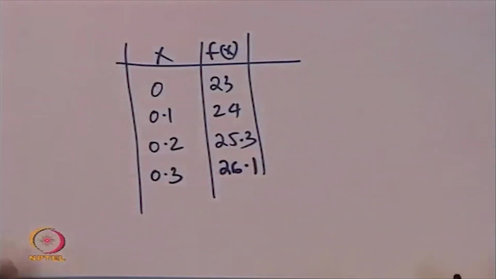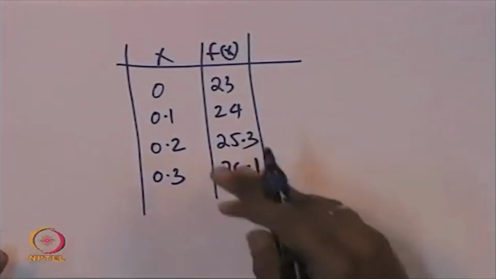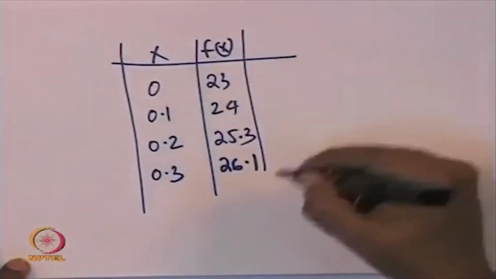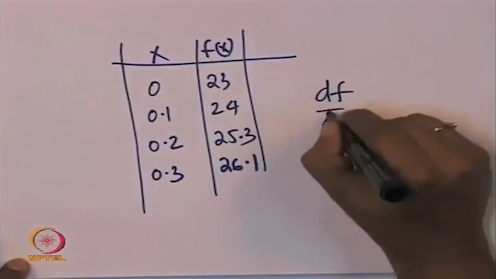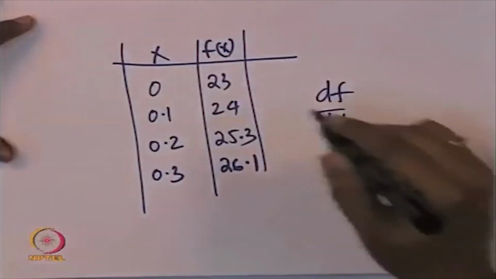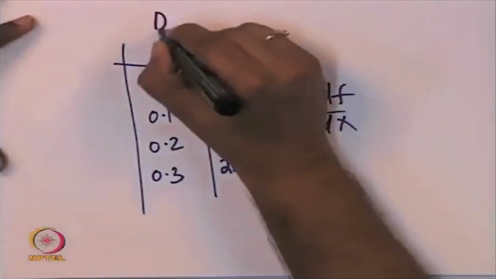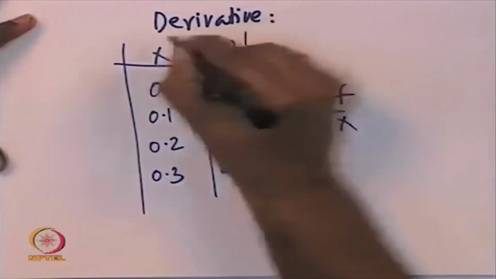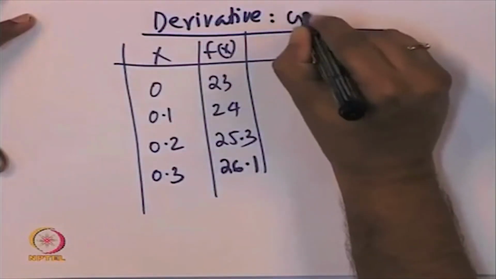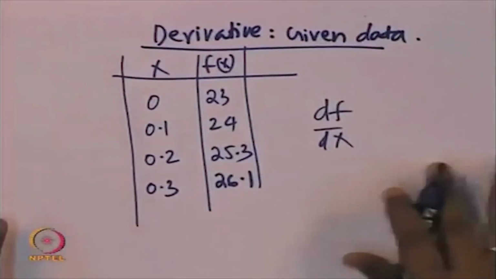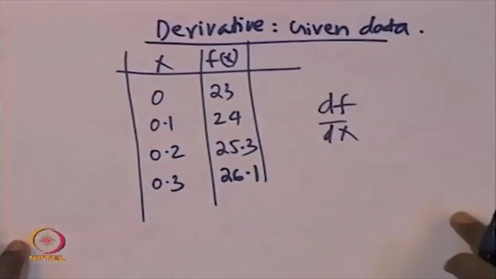If you know the functional form, for example if you know that f of x is sin x, we know how to calculate df by dx. So, how do we calculate the derivative of such functions? What we are going to discuss quickly is the derivative given data. If you are given data like this, how do we calculate the derivative?